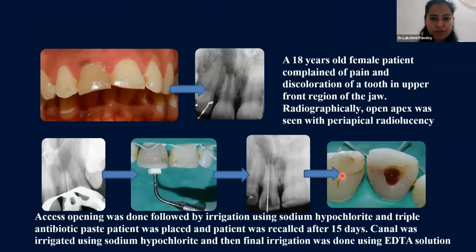Then one more case here. Here, can you see a discolored tooth? Here also the patient was having a class 2, and the discolored tooth was there. Here the patient was having pain. There were no symptoms of swelling or pus discharge, but the patient was having severe pain. Radiographically when we saw, there was an open apex present. Open apex here. What I did was the access opening.